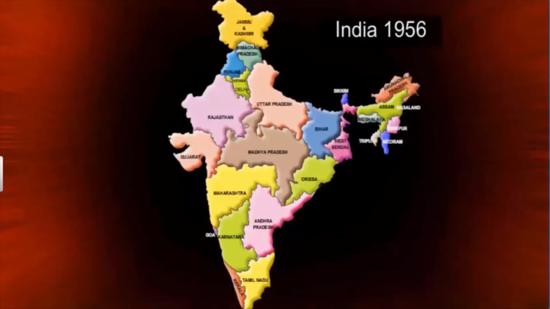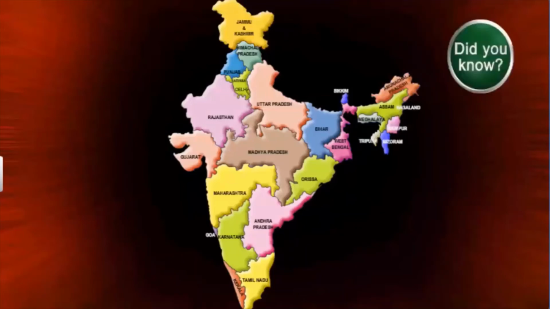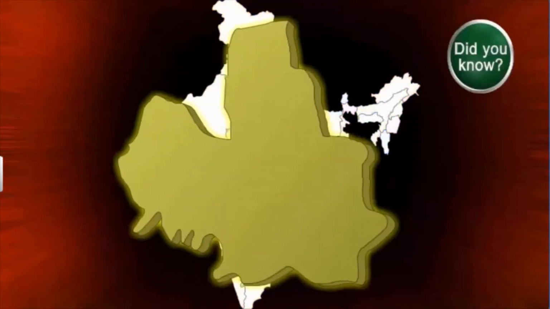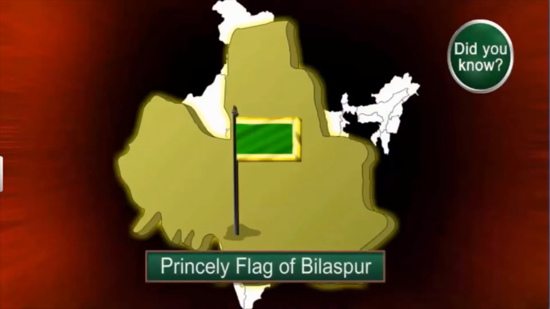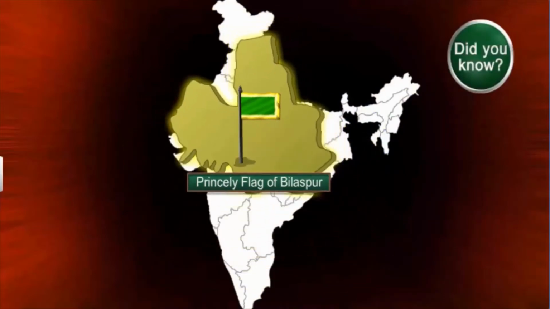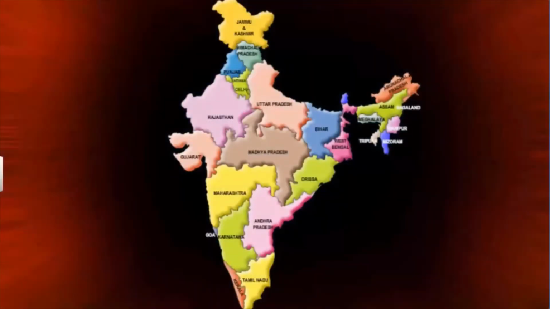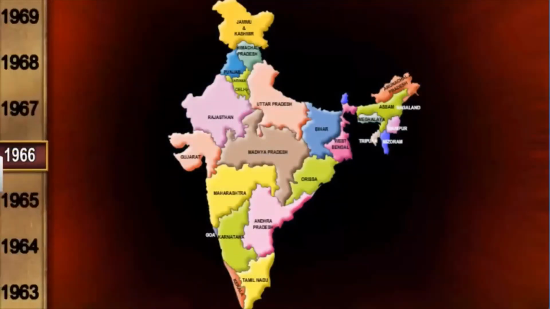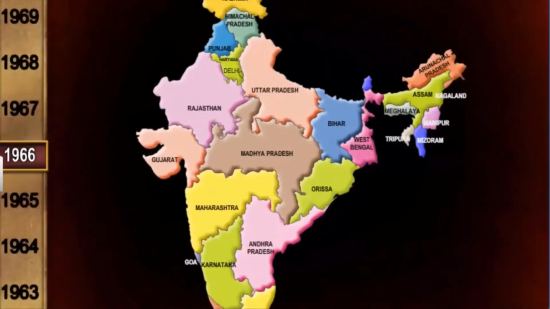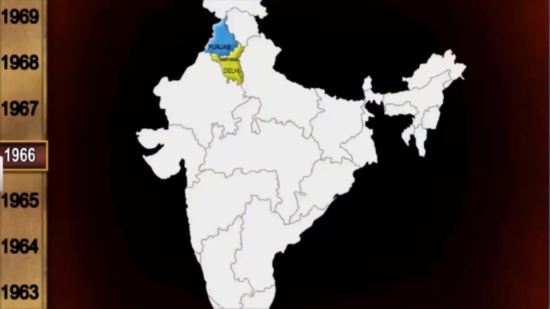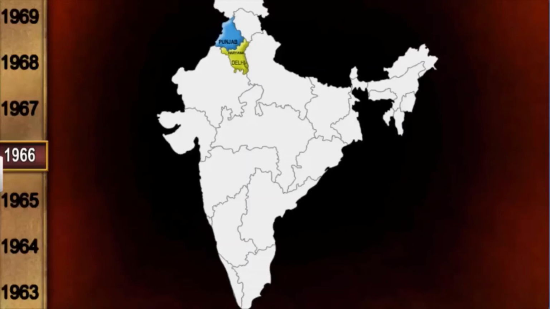Did you know? Bilaspur was an independent state till 1954, after which it was merged as a district in the state of Himachal Pradesh. In 1966, Haryana was created from the state of Punjab. Similarly, the 16 northern Telugu-speaking districts of Madras state became the new state of Andhra.